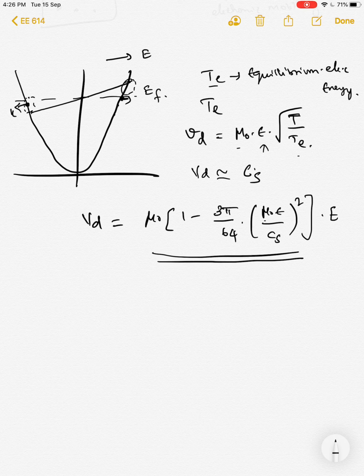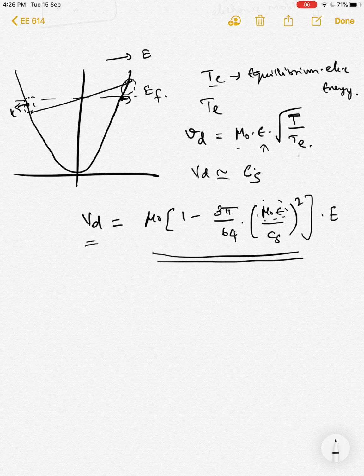So this μ0E is the actual velocity that we previously saw, is proportional to the ratio of the actual velocity by the velocity of the sound. If this value is much smaller than the velocity of the sound, you get back to the original relationship. And if this value gets higher and higher, this component will start to dominate and the mobility value starts to decrease, such that the velocity does not rise as much as it used to in the case where there is no saturation effect, no effect of a rise in the electronic temperature.